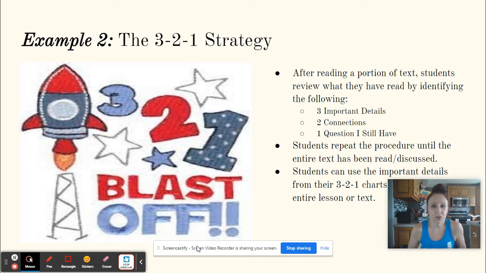As students get a little more used to annotating, they might try something like this 3-2-1 annotation strategy, where they're pausing to identify important details or connections or questions in a more structured way.